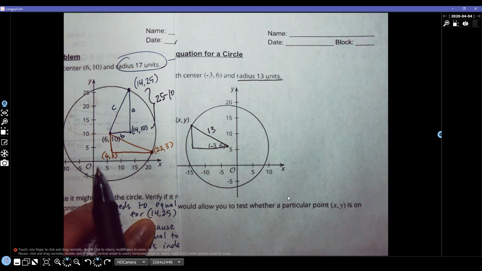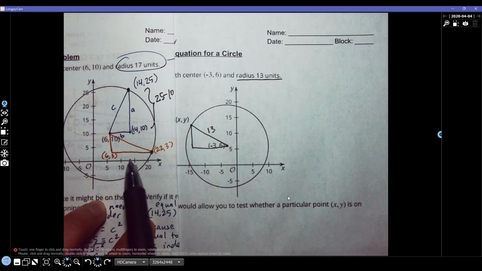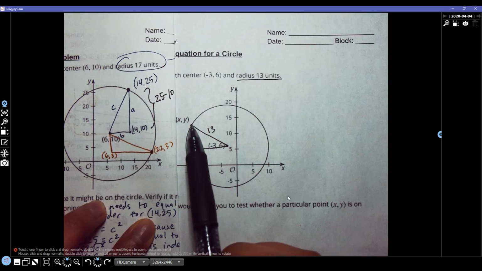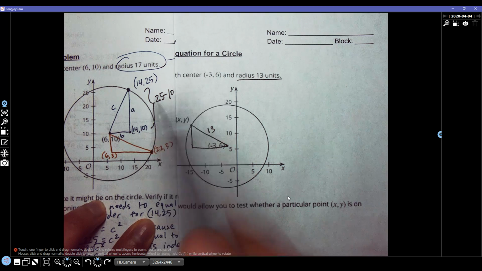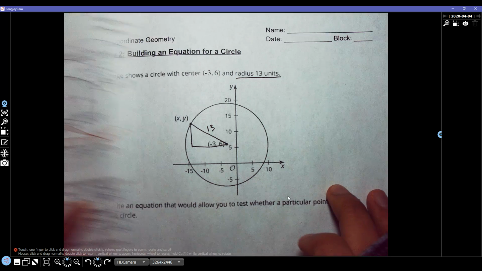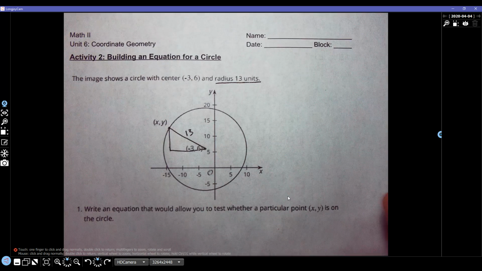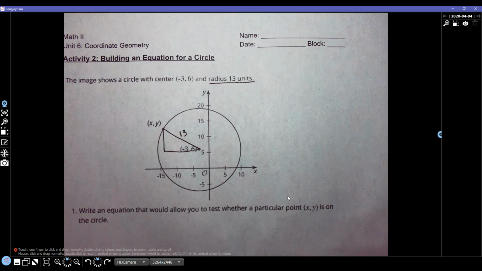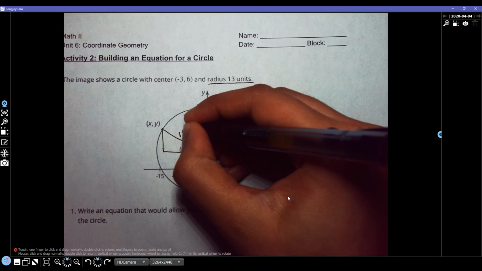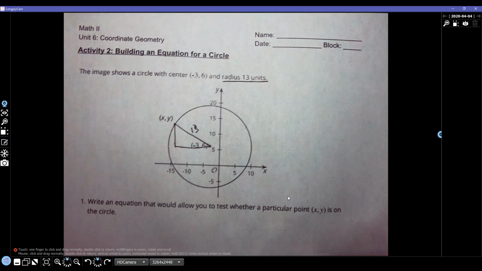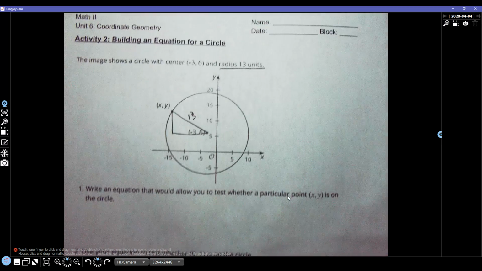So we can still apply this process when our point is x, y. We will just have to use x and y instead of actual numbers. So I'd like you to pause the video and try solving number 1 by yourself. You have the previous activity. Number 1 is just an extension right now and our first step in generalizing this. So let's look at number 1.